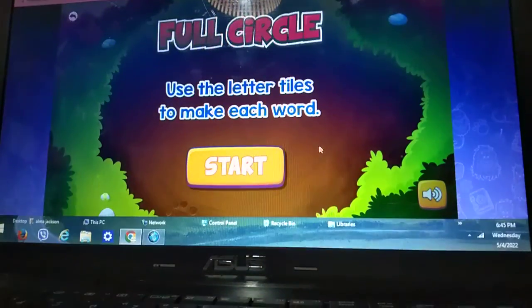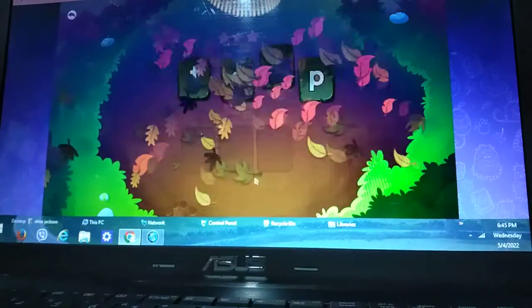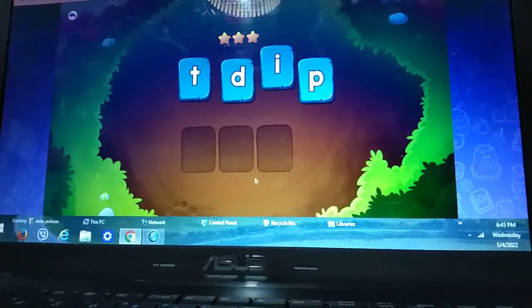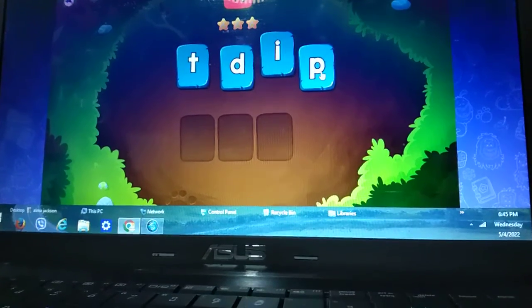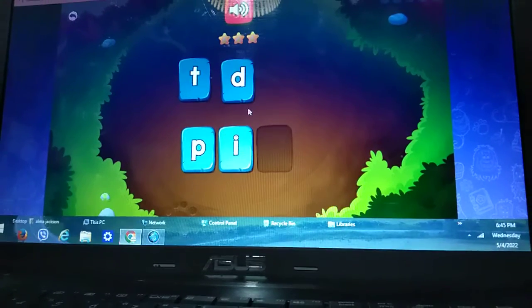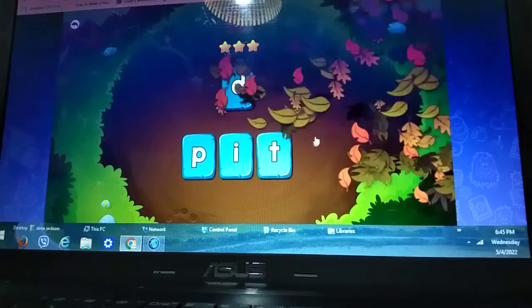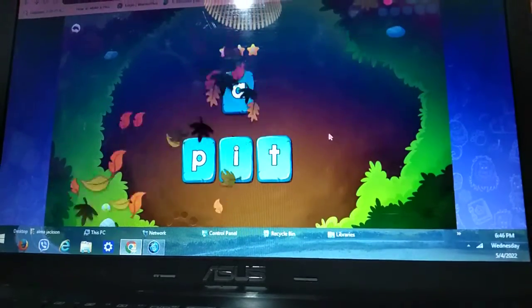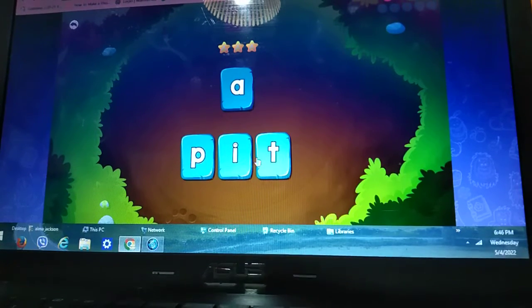Full circle. Use the letter tiles to make words. The first word is pit. Make the word pit. P, I, T. Now make the word pat. P-at. Pat.